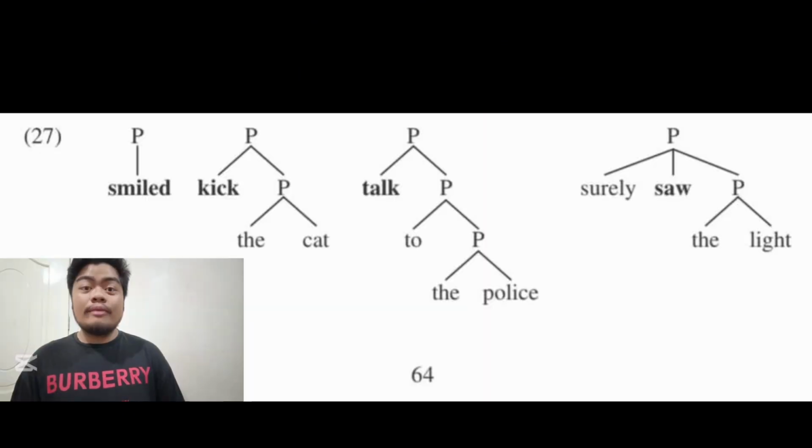Linear position: the verb smiled is the first word in the sentence. Structural position: the tree diagram shows smiled as the head of its own phrase, or P. It's the main verb of the sentence and nothing else modifies or complements it directly within the phrase.